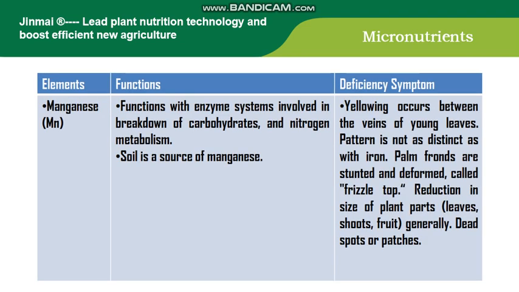Elements. Manganese, Mn, functions. Functions with enzyme systems involved in breakdown of carbohydrates and nitrogen metabolism. Soil is a source of manganese. Deficiency symptom. Yellowing occurs between the veins of young leaves. Pattern is not as distinct as with iron.